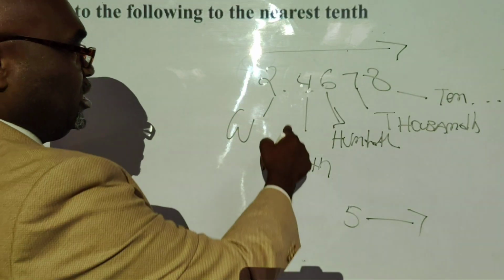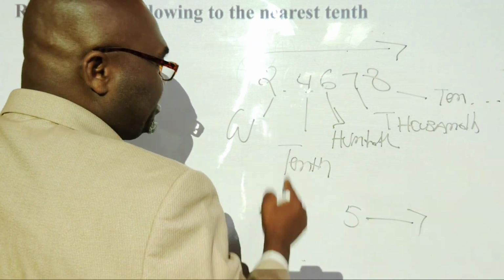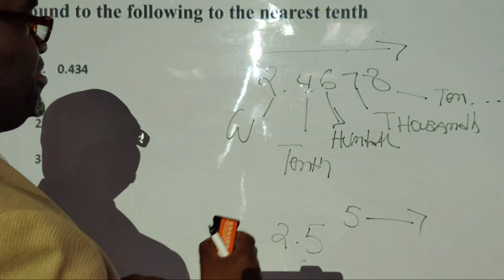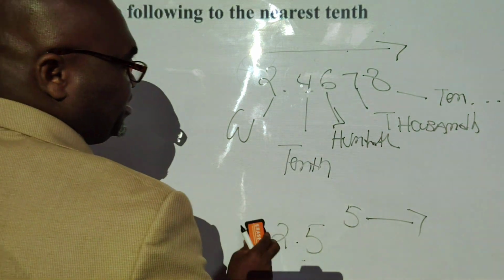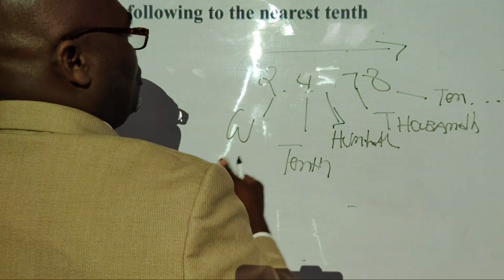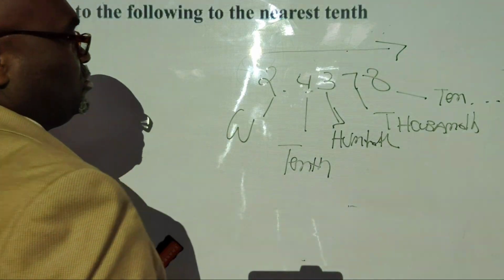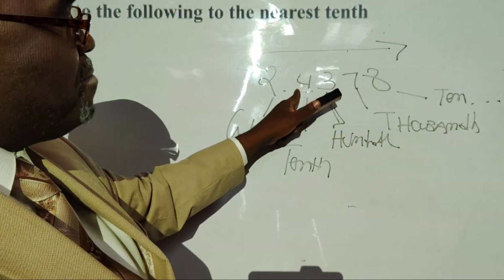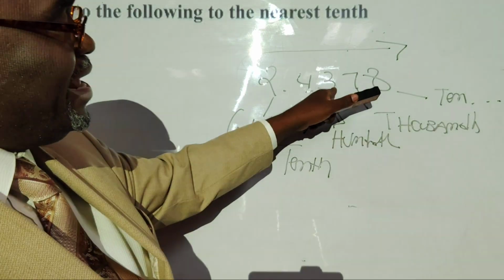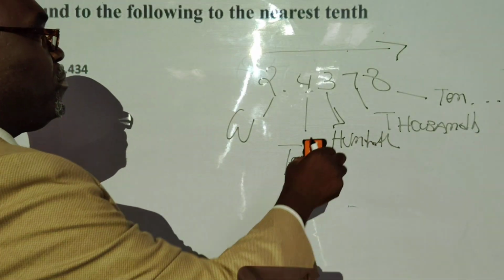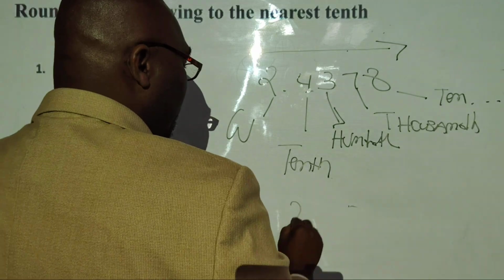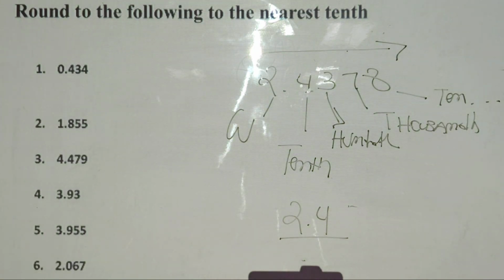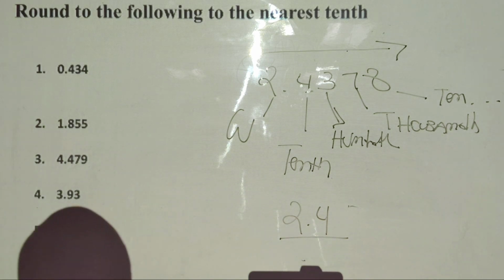So if we have to stop this at the nearest tenth, it's going to be 2.5. Now, assuming instead of 6 you had a 3 right here, since we need to stop at the tenth place, and the number after the tenth place is less than 5, we will drop everything, and this will remain 2.4. You got it? So this is how you learn how to round.